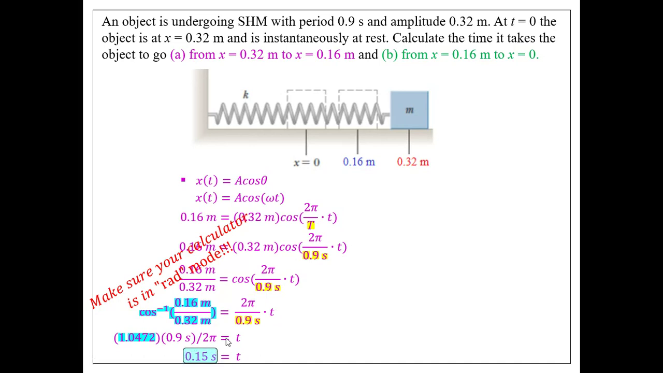So it takes about 0.15 seconds to go from 0.32, aka the amplitude, to about midway. Okay. Now, this is what I just found. This arrow that's just dropped down, I just found this t to be 0.15 seconds.